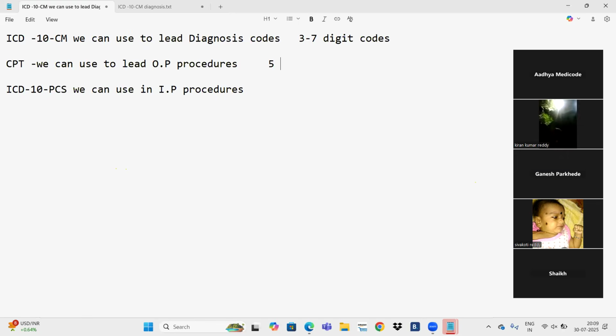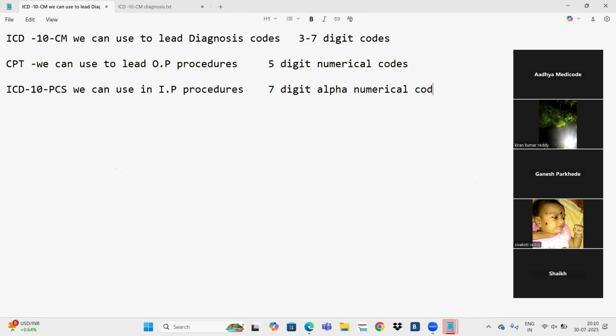CPT codes are 5 digit numerical codes. PCS codes are 7 digit alphanumerical codes. These are the code structures, guys.